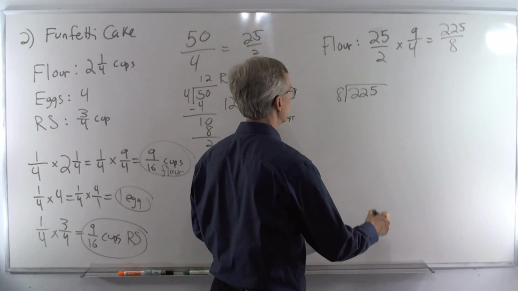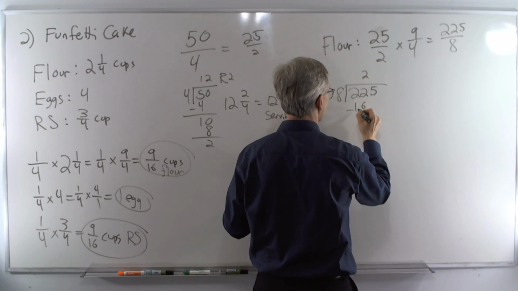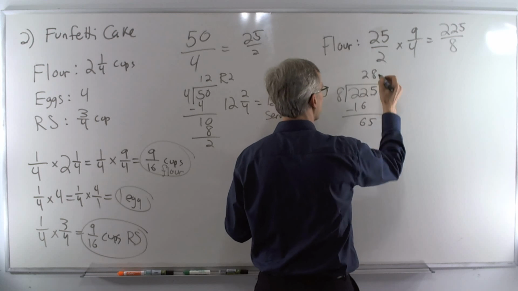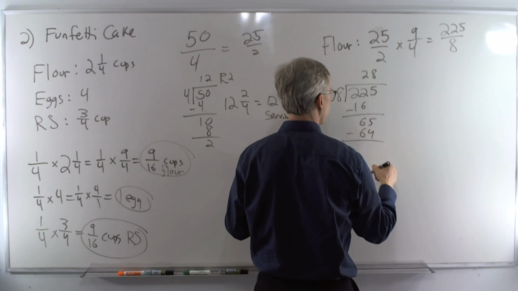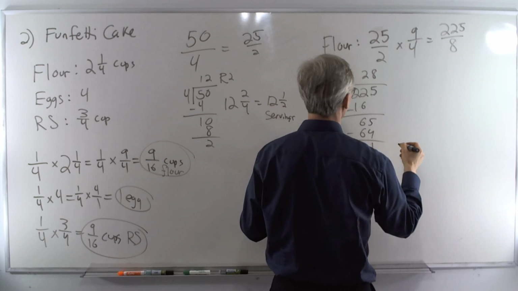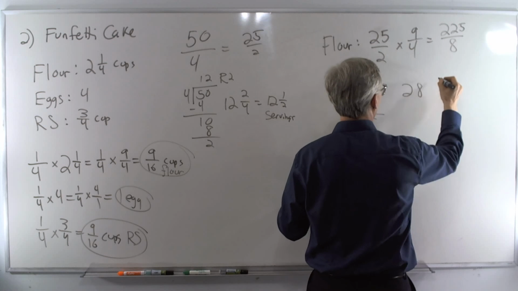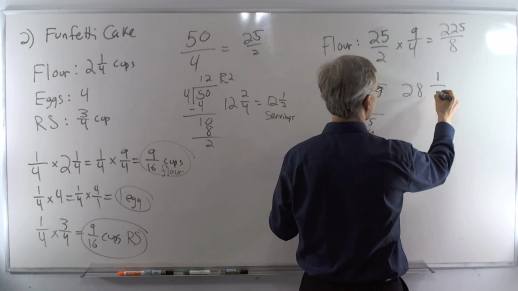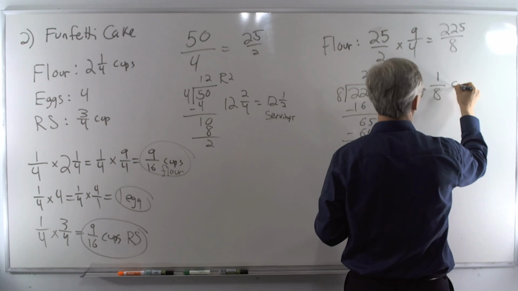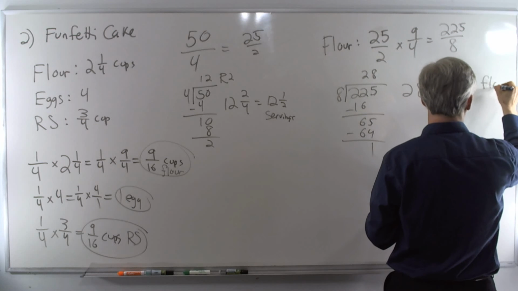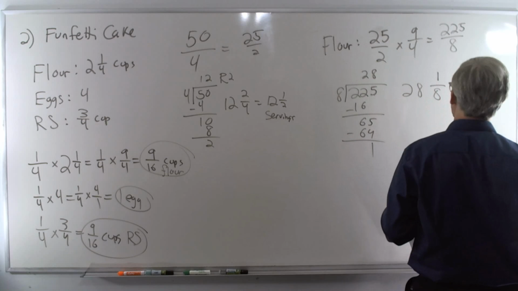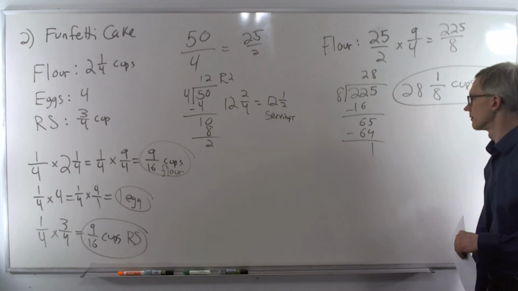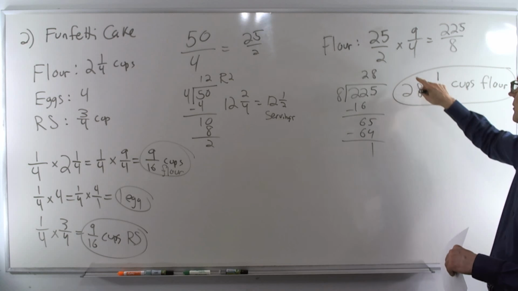Alright, 8 goes into 22 2 times. That's 16, subtract to get 6. Bring down the 5. 8 will go into 65 8 times. 8 times 8 is 64, subtract to get 1. So we get 28. 1 is the numerator, that's our remainder, and the denominator is 8. So we need 28 1/8 cups of flour. So a little over 28 cups. A lot more meaningful answer here than here.